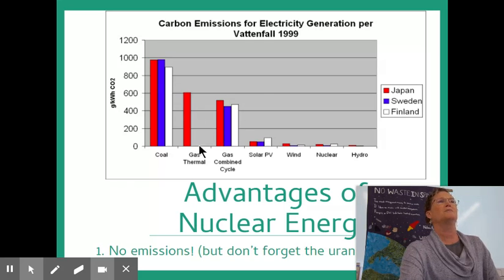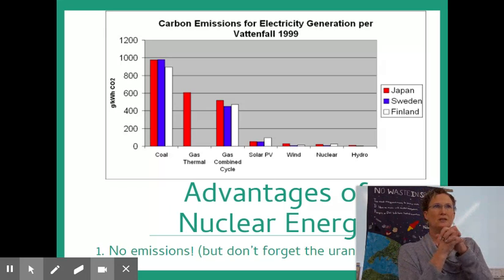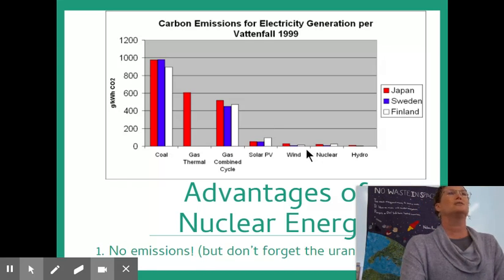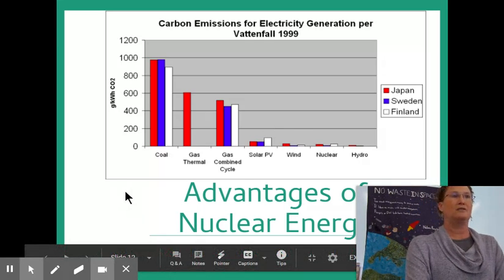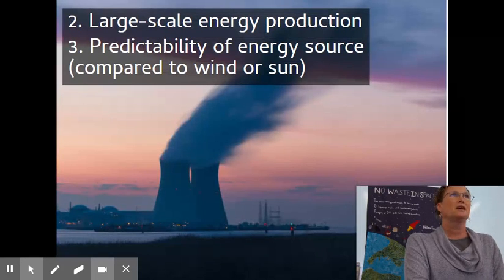All right. So, emissions from fossil fuels versus solar. So with solar, you have to look at the whole picture. The actual making of the solar panels has some emissions, but like nuclear, it's really, really low. So that is a great one. Very, very few emissions, like none.